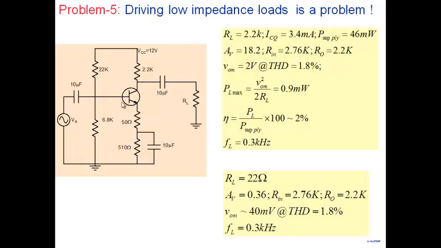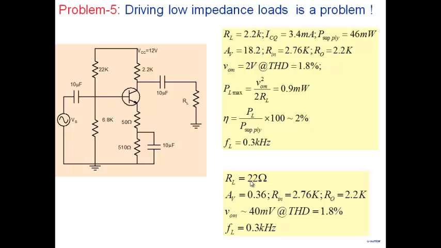Just take the same amplifier and I connect 22 ohms here. If I connect 22 ohms to the same amplifier, the gain becomes less than 1, swing becomes 40 millivolt, it just stops working. The whole amplifier collapses because gain is RC parallel RL, and if I make RL equal to 22 ohms, it just collapses. It doesn't work.